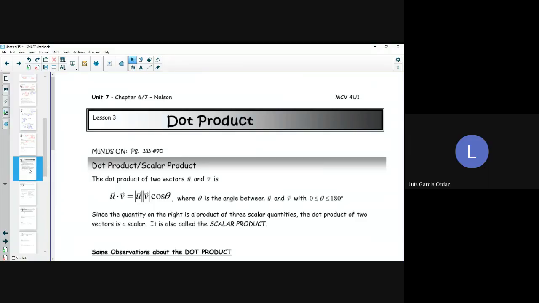Should be easy to understand this one. So, dot product or scalar product. The dot product of two vectors u and v, u dot v, is equal to the magnitude of u times the magnitude of v times cos of the angle, where theta is the angle between u and v, theta being between 0 and 180.